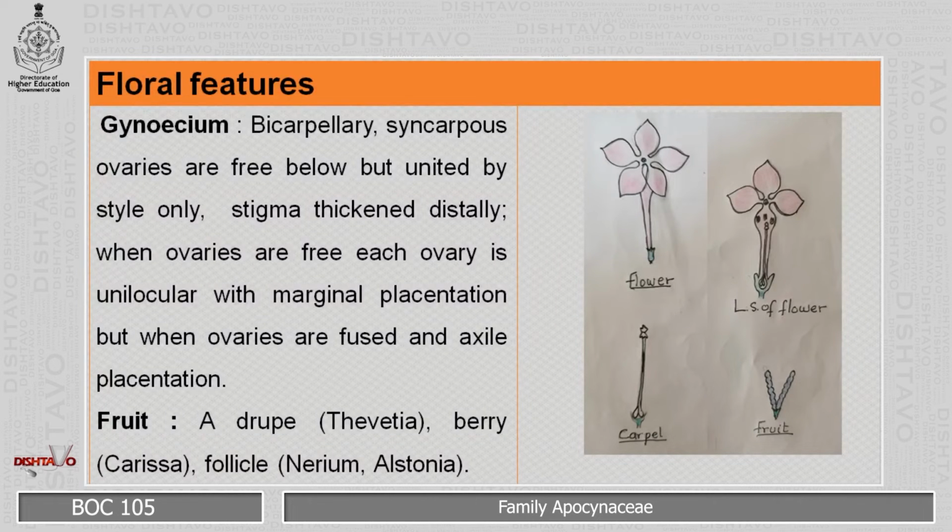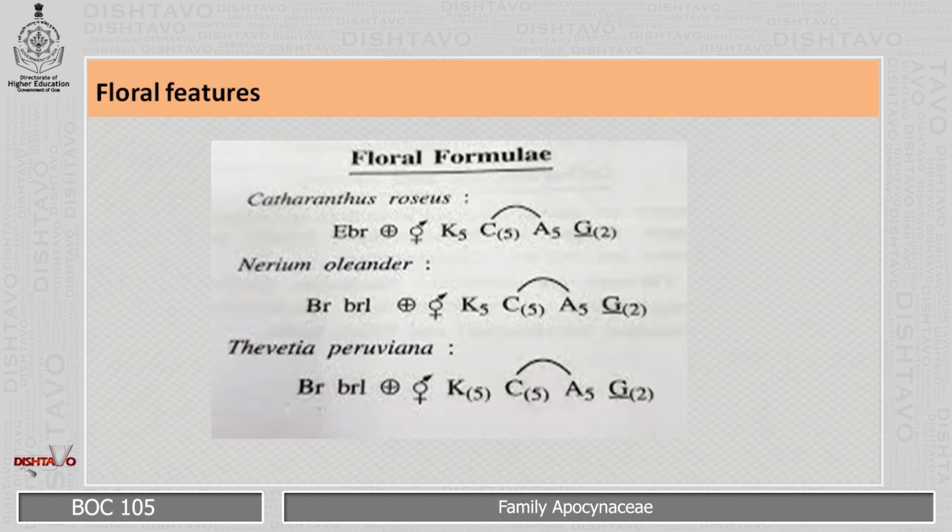Also, you will find the fruit is also called a follicle, as in case of Nerium and Alstonia. Now, the floral features. Very important, this floral formula can tell you the whole description of the whole flower. Now, let us see these three flowers. The most common being Catharanthus roseus.